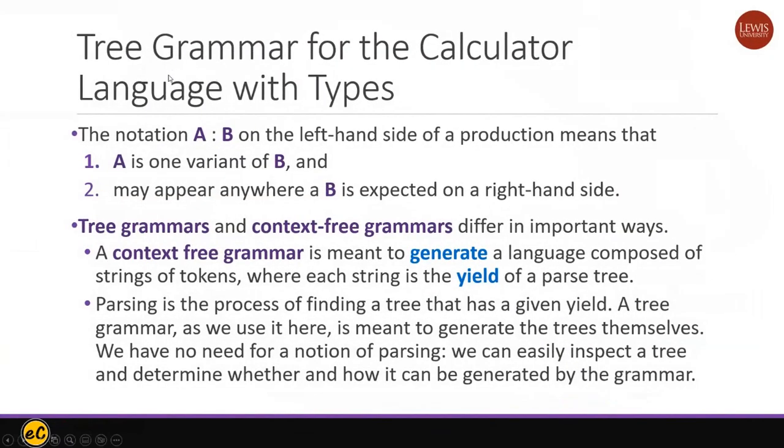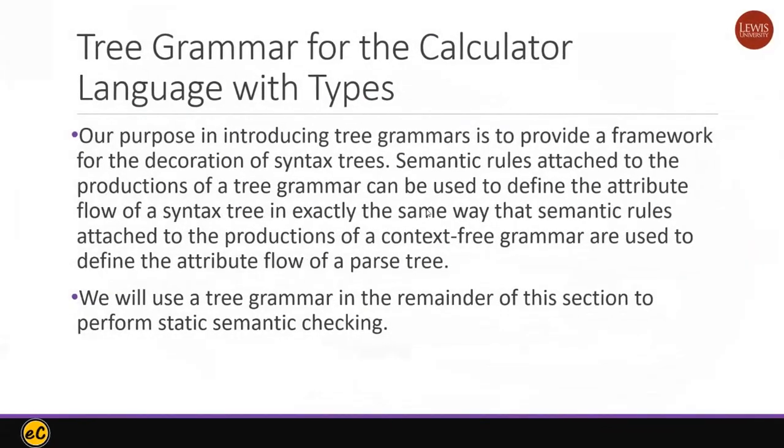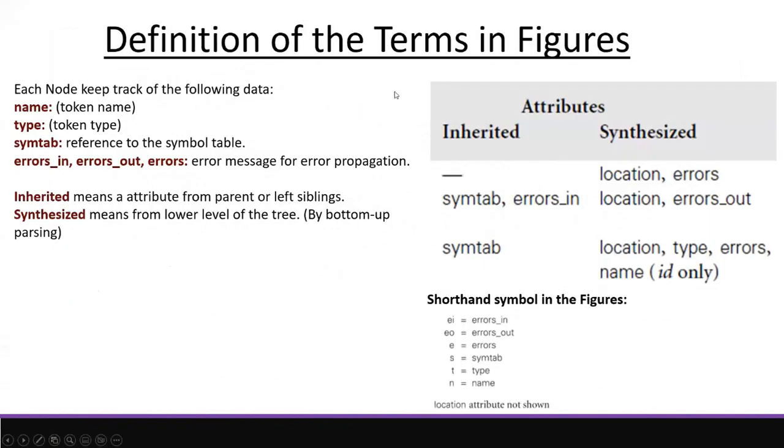So here is the tree grammar. So here we have notation. Tree grammar and context-free grammar are a little bit different. A context-free grammar is meant to generate the language. And in tree grammar, we have a notation A colon B on the left-hand side, which means that A is one variant of B. So anyway, that's the context-free grammar, now we are defining the terms.